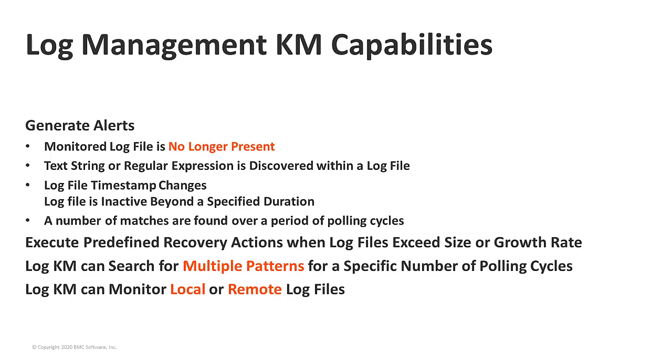The log KM can generate alerts for many scenarios. However, here are a few examples listed for you. The log KM can generate an alert if a monitored log file is no longer present, or if a particular defined string is discovered in the log file, or in case a timestamp changes, or if the log file is inactive for a defined duration, or also if the number of matches meet a certain criteria over a period of polling cycles. When such conditions are matched, the log KM can also perform certain defined recovery actions.